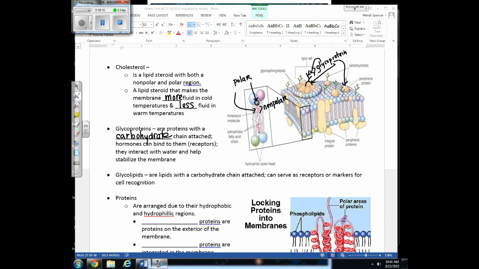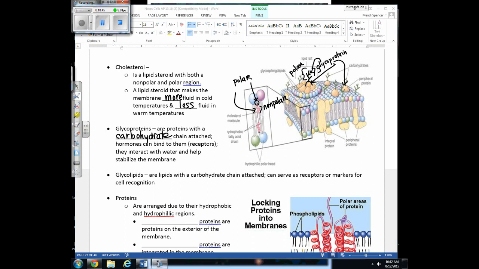So in general, these glycoproteins that are found on the membrane serve as markers to help identify the cell type. Some of them are receptors. Molecules like hormones can bind to these glycoproteins. And since those chains, those carbohydrate parts, are polar, so let's kind of indicate that, they're interacting with water and they're helping to stabilize the structure of the membrane.